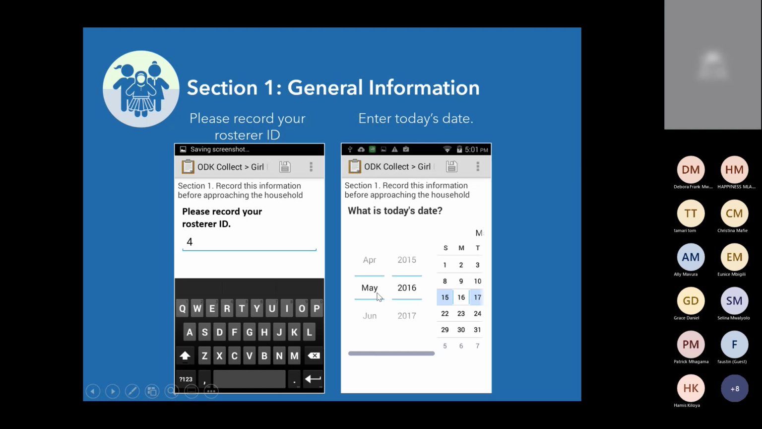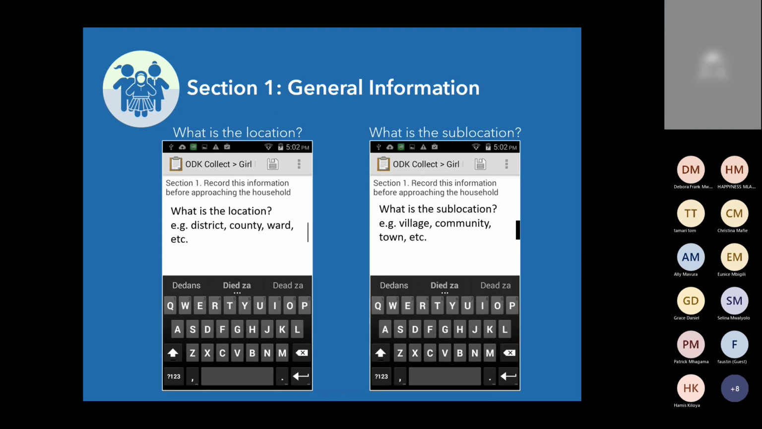You're going to enter today's date. Again, because it's a phone or a tablet, it's pretty automated, so that date should already be in there, and you're just going to make sure it's correct and continue by swiping right to left. You're going to enter where you are, and this should not change for the day. So what is your location and what is your sublocation? In your case, I think we discussed that you would modify this question for your context. So you might be saying, what is the ward? And what is the hamlet for the sublocation? So we would modify these questions to be customized to you and make sure the answer choices also make sense as well.